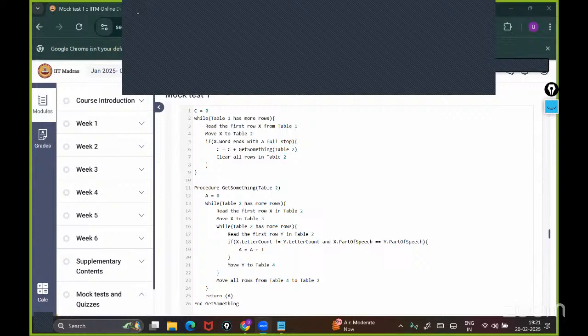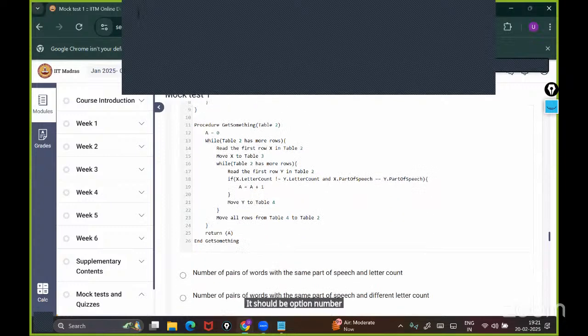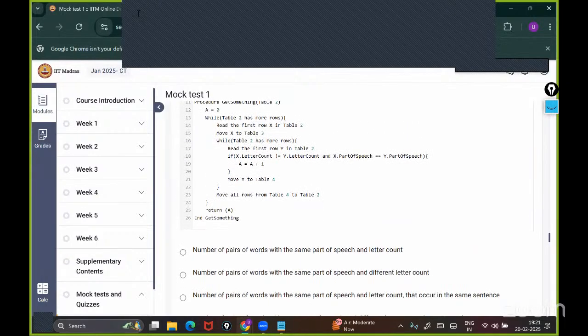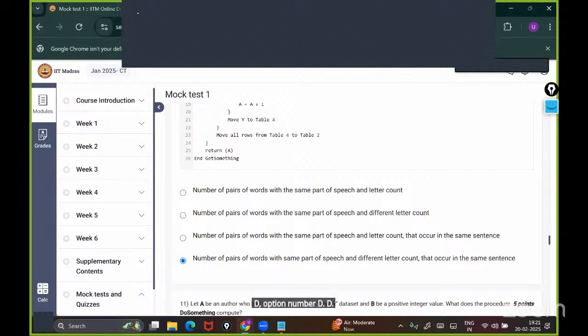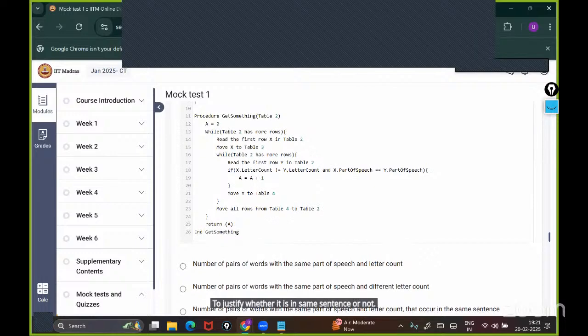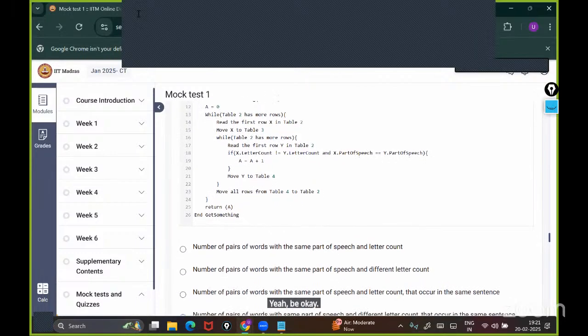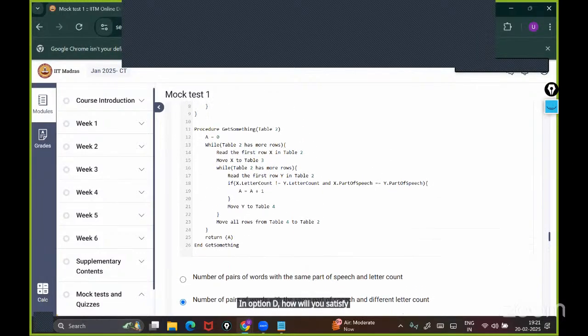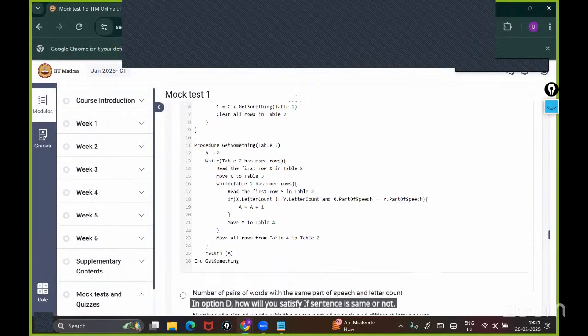It should be option D. Option number D. How will you justify whether it is in the same sentence or not in option D? Because of the full stop.